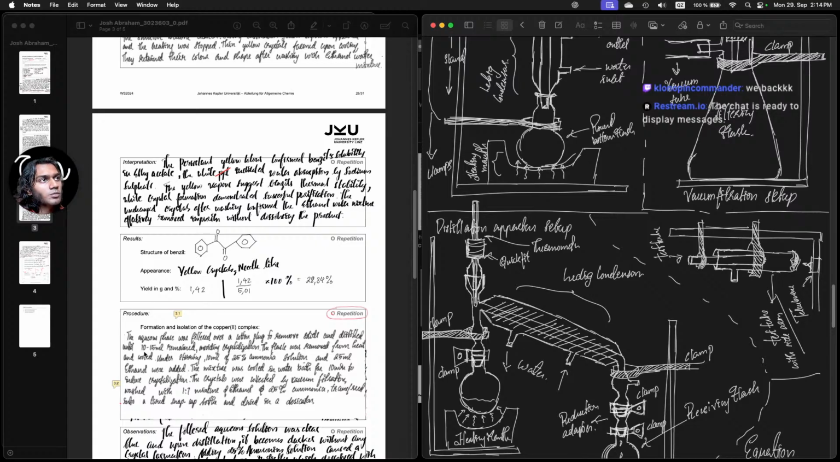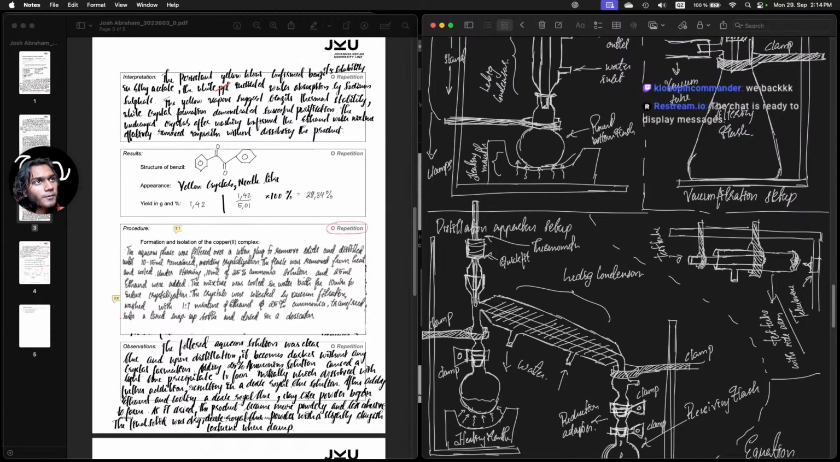The flask was removed from heat and cooled under stirring. 10 to 15% ammonia solution and 25 milliliters of ethanol were added. The mixture was cooled in a water bath for 10 minutes to induce crystallization. The crystals were collected by vacuum filtration, washed with a 1:7 mixture of ethanol and 25% ammonia, transferred into a pre-weighed snap cap bottle, and dried in a desiccator.